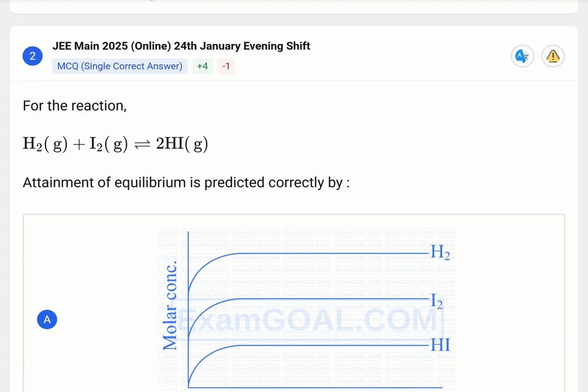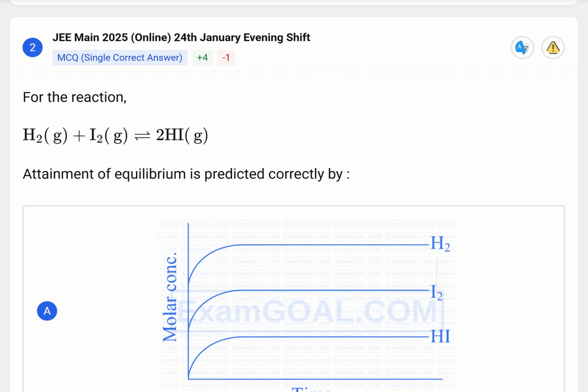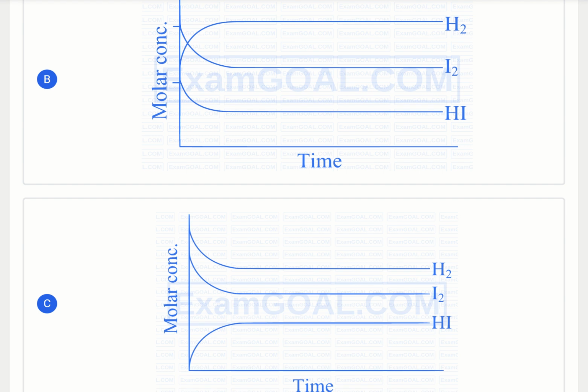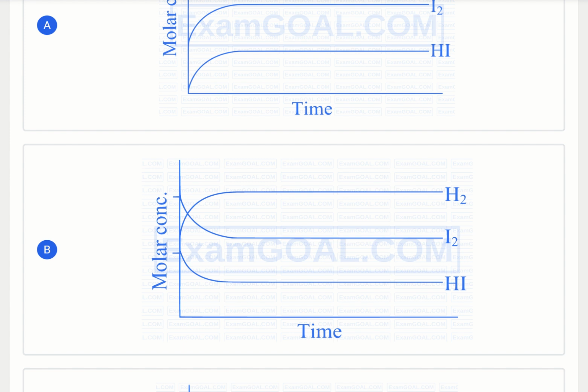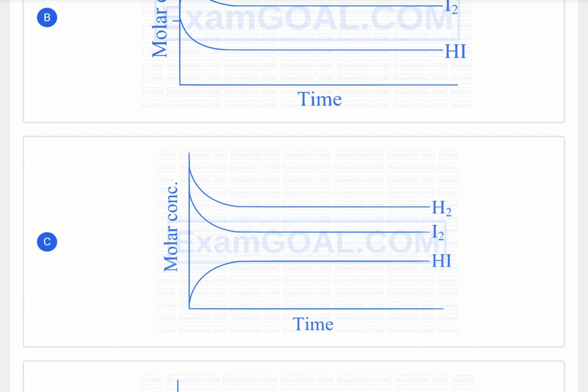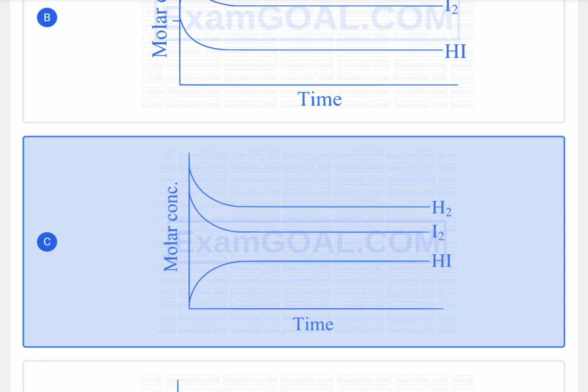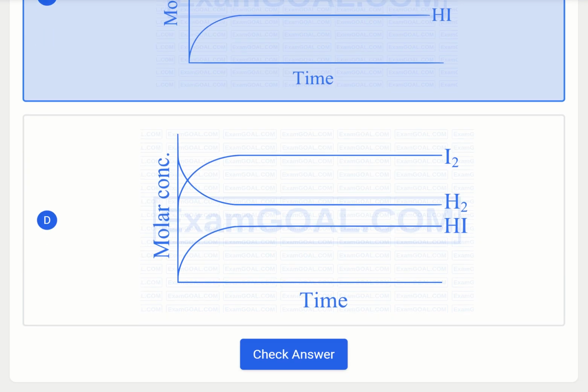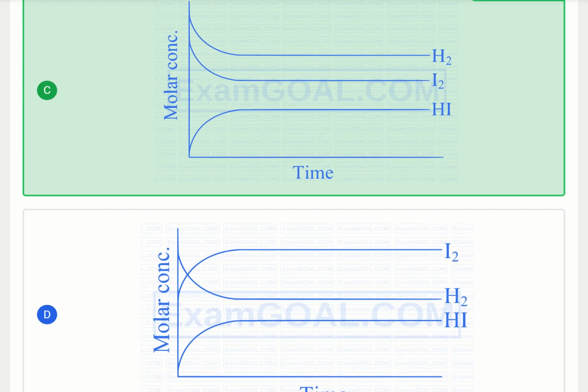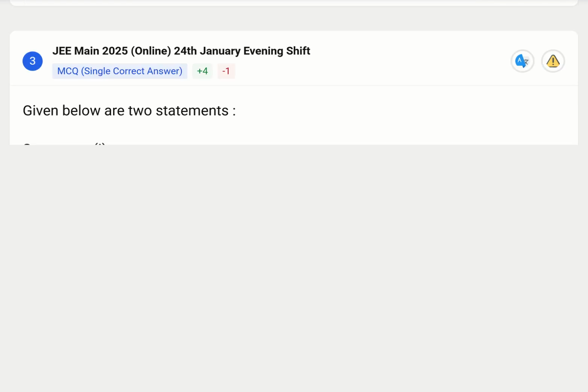For the reaction H2 plus I2 giving 2HI, attainment of equilibrium is predicted by, okay. If my students remember, I have made the exact graph in our class notes. When we start the equilibrium chapter, when we start the chemical kinetics chapter, I always make this graph. We have got this from my class notes. So C is our right option. No need to check any answer. So moving to the next question.